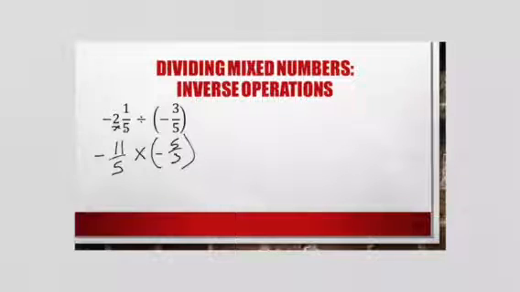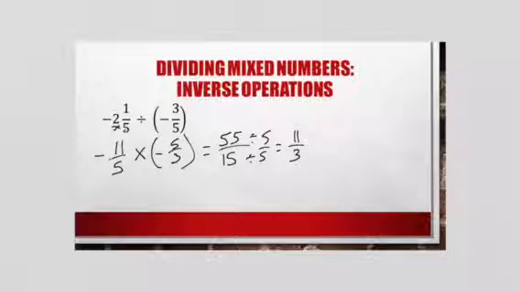Okay, so some people say we flip that second number. I like to say we write the reciprocal. It's a lot fancier word. So, once again, we have a negative times a negative, so our answer is going to be positive. You would get 55 over 15, and you would have to divide by 5 to simplify it, and it would be 11 over 3. But wait, there's an easier way.